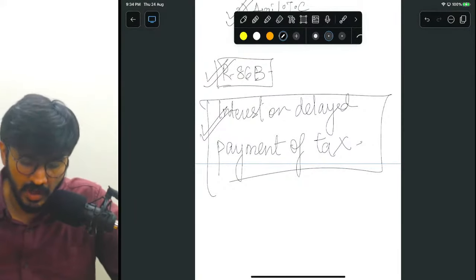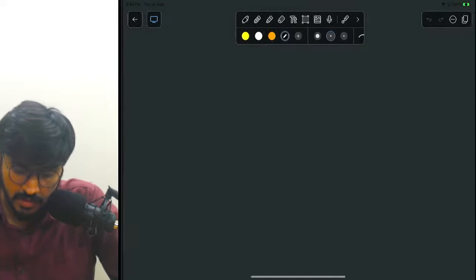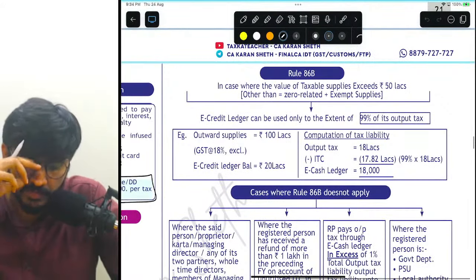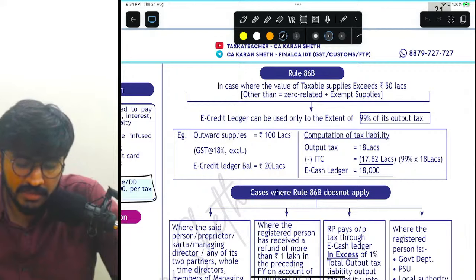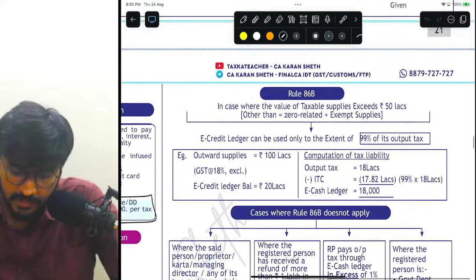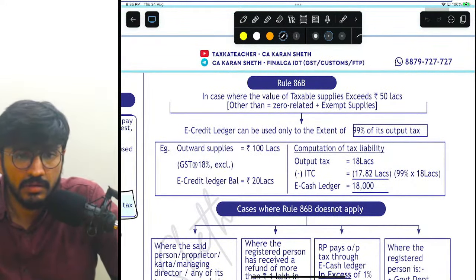So now we are basically understanding Rule 86B. What is Rule 86B, my dear friends? Understand this. When I talk about Rule 86B, what I mean is that there are two things involved here.